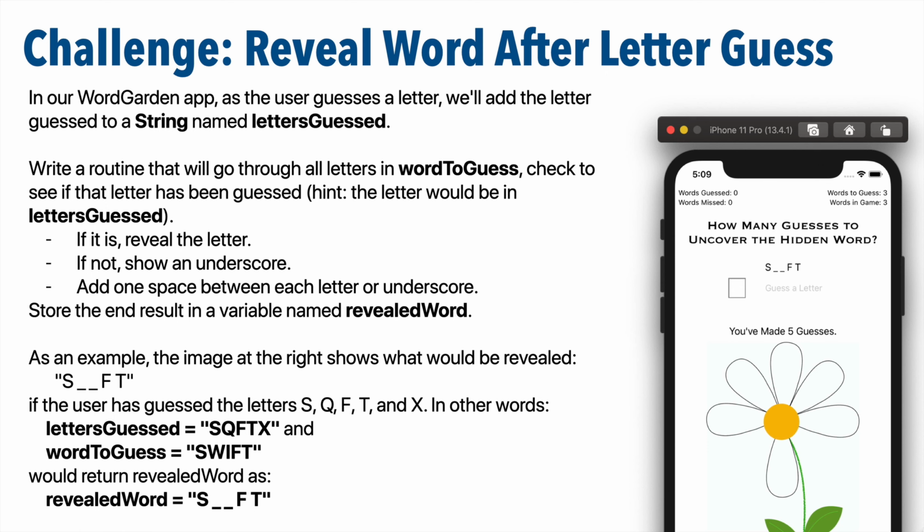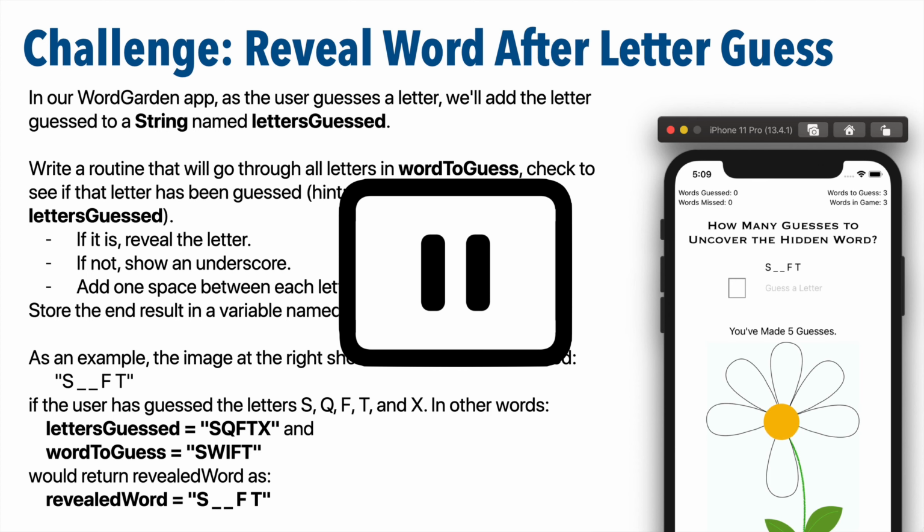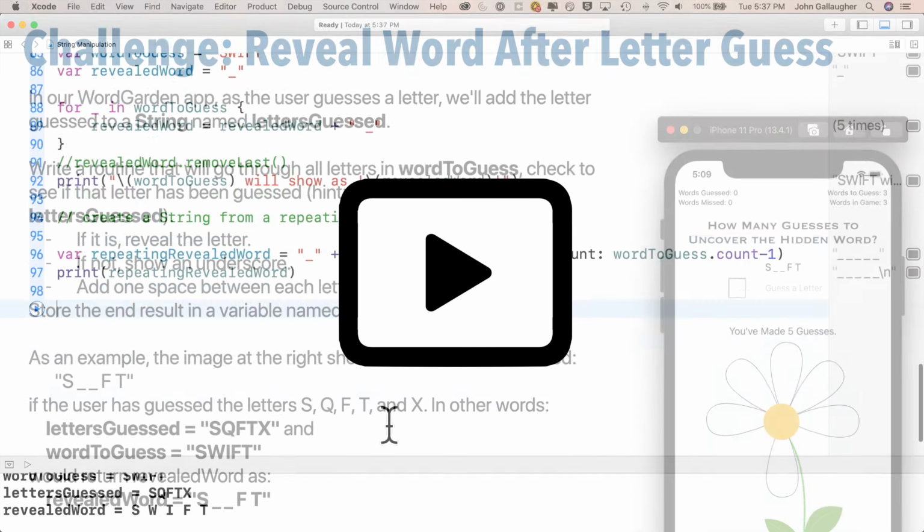Give it a try, Swifter. Pause. Give it your best shot. I know you can do it. Resume. Let's see how you did.